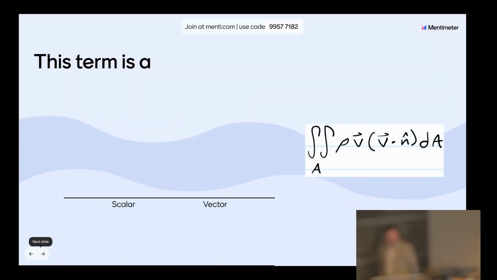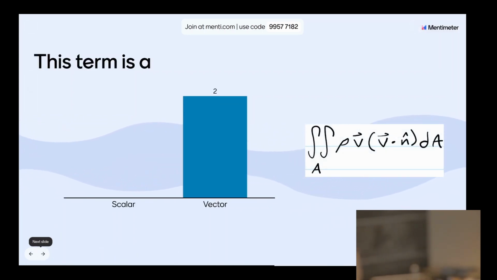What about this term now? It seems like basically everyone answered that this was a vector. Yes, this is a vector. Again, scalar, scalar, but we have a leftover vector. So we're doing an area integral of a scalar times a vector times a scalar, which is a vector.